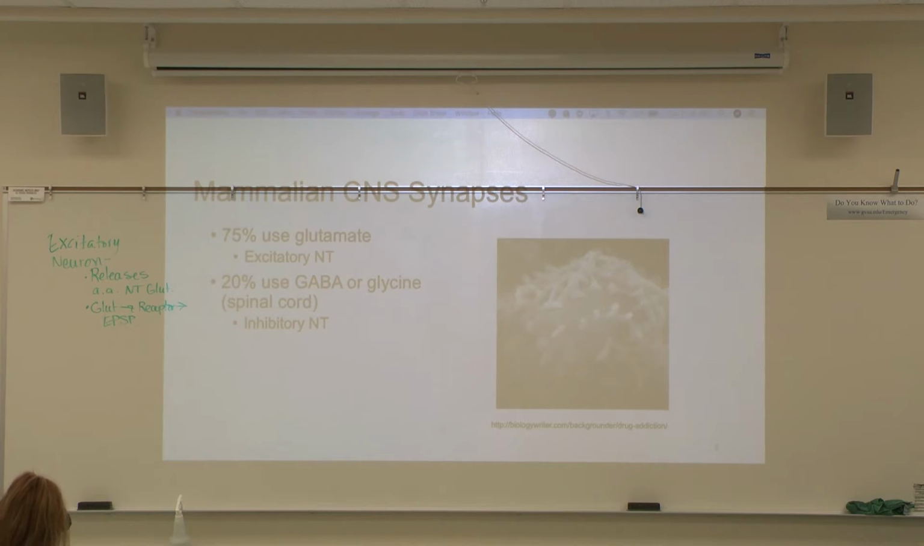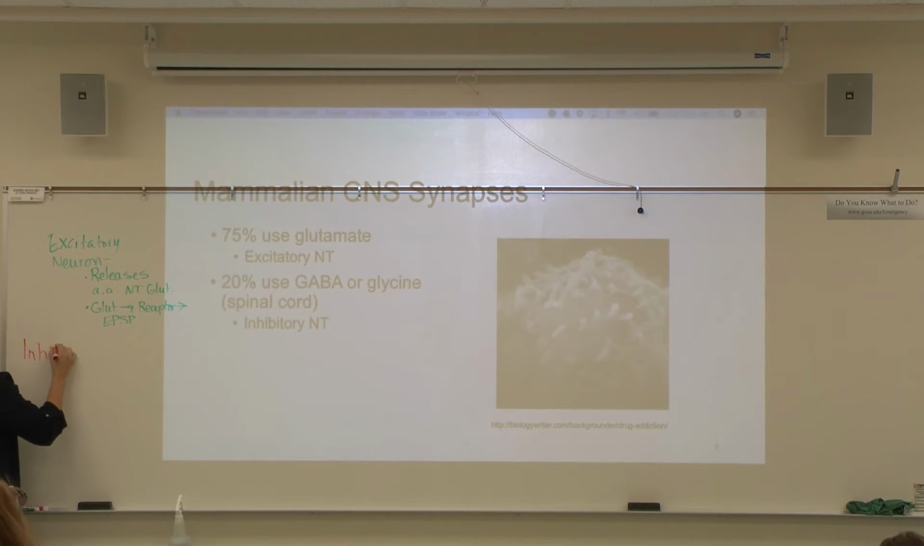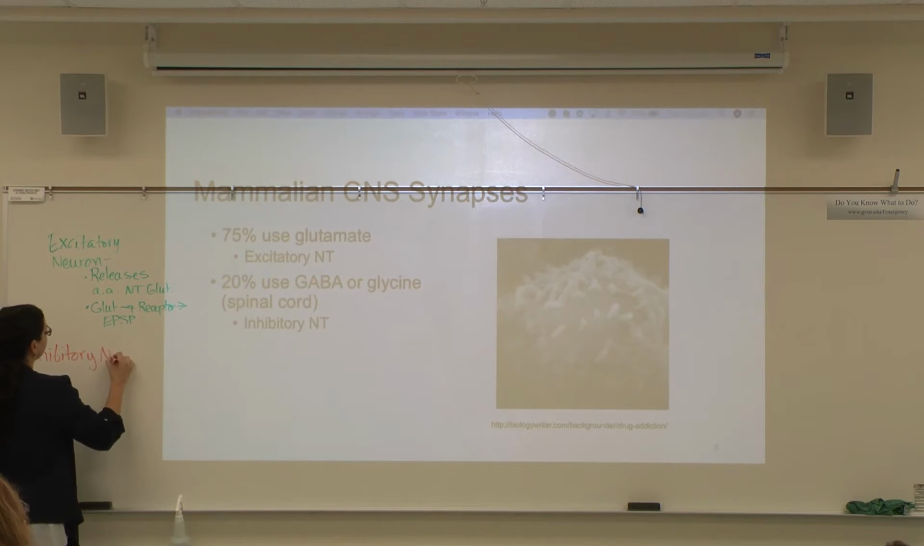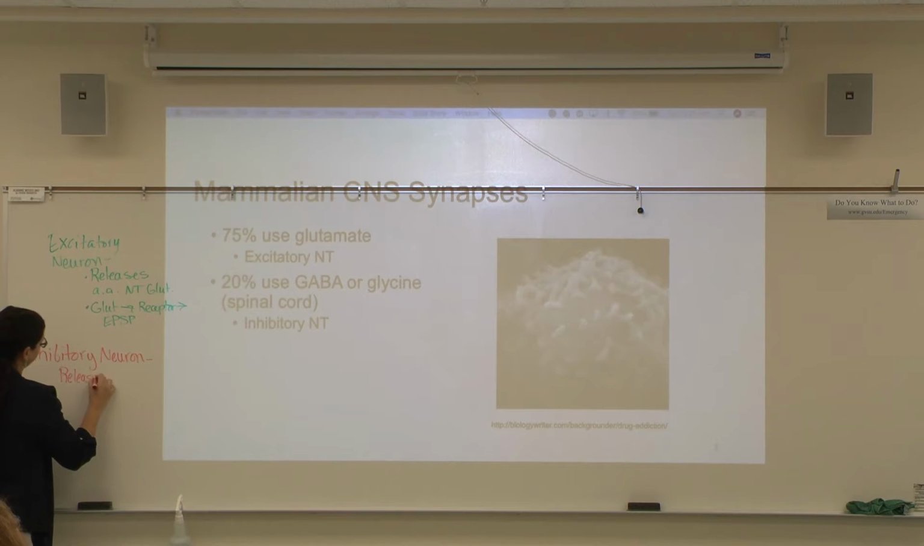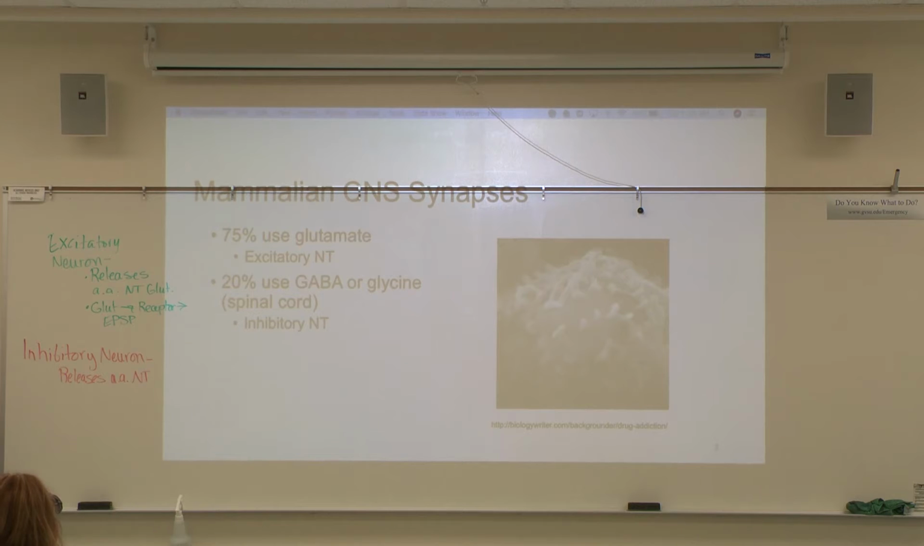20% of the synapses in our central nervous system use the amino acid neurotransmitter GABA or glycine. And these are inhibitory neurotransmitters. I'll come back to you in a second, that's okay. What does it mean to be an inhibitory neurotransmitter or to be an inhibitory neuron? Sam? The GABA or glycine binds with the metabotropic receptors and, or wait, I think I'm getting that wrong. Is it ionotropic or metabotropic? Because I know it causes an IPSP.